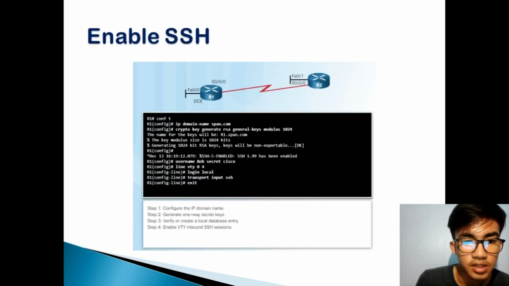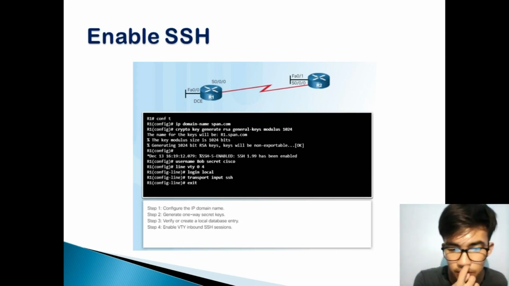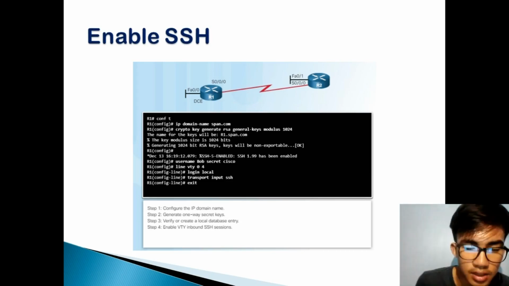Enable SSH. To enable it, step 1, configure the IP domain name. Step 2, generate one-way secret keys. Step 3, verify or create a local database entry. And step 4, enable VTY inbound SSH. So this is the whole thing.